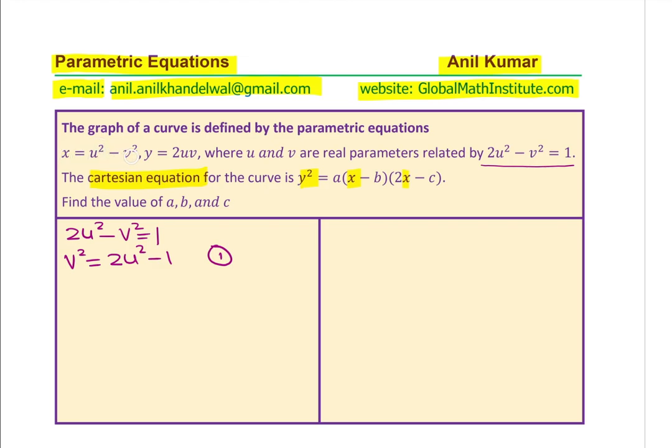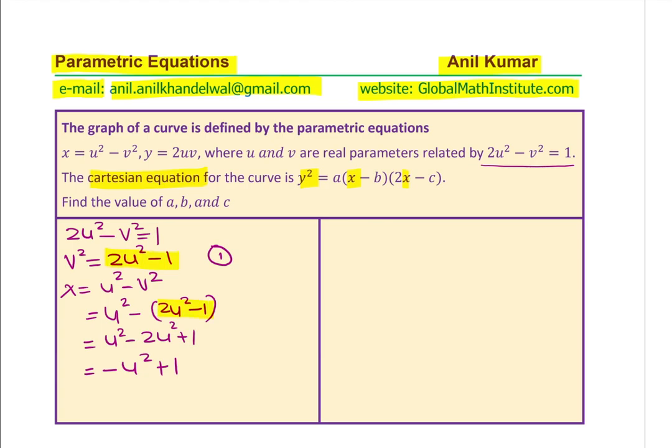x is u square minus v square. We can also write x in terms of u. Since we know x is u square minus v square, substituting the value of v square, we get u square minus (2u square minus 1). Simplifying, we get u square minus 2u square plus 1, and that gives us minus u square plus 1, correct? So that becomes the value of x. So u square minus v square, and instead of v square, we have substituted the value of v square, which is 2u square minus 1, in the expression. So that gives us the value of x, and we'll call this our equation number 2.